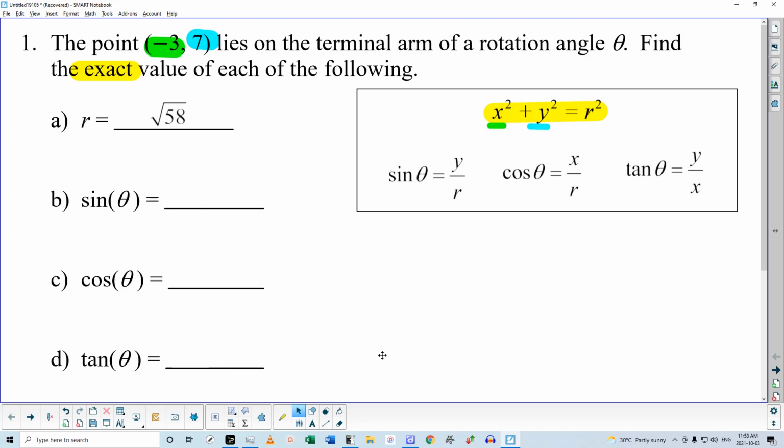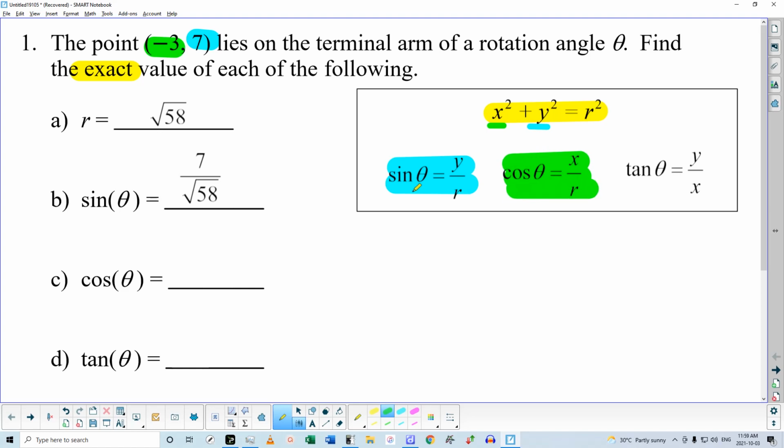When you take a look at sine of theta, well, sine of theta is y over r. When you look on the right-hand side of the screen here, sine of theta is y over r. We know what y is. Y is 7. We've determined that r is root 58, so y over r would be 7 over root 58. You're also asked to determine what cosine of theta is. Well, cosine of theta on the coordinate grid is defined as x over r. Well, we know what x is. X is the -3, and we've determined what r is. It's root 58, so cosine is -3 over root 58.